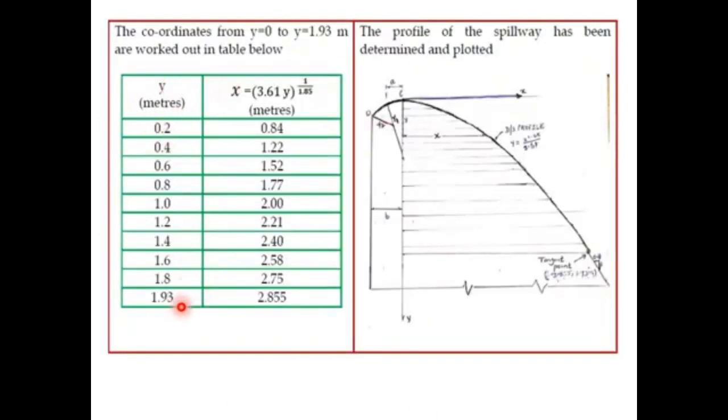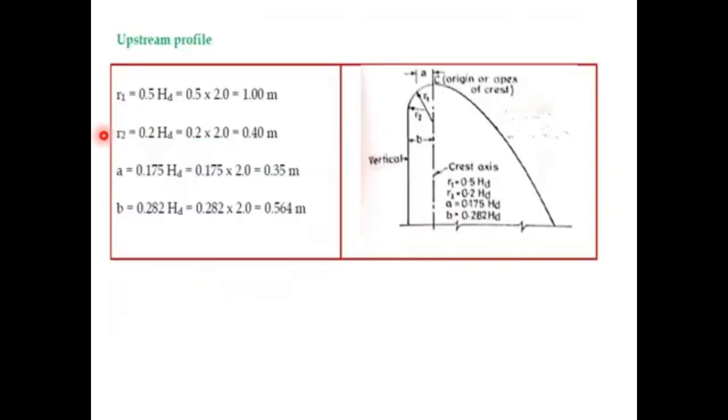For various values of y we get x, so that has been plotted here. So this is the downstream profile which corresponds to this equation, and we have the upstream profile, for which the various values of R1, R2, A, B are given or calculated. So for HD, which is 2 meters, we calculate R1, R2, A, B, which has been plotted here, and we get the upstream profile, and this is the downstream profile.